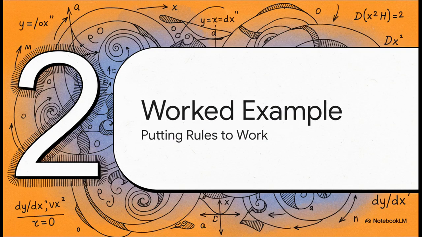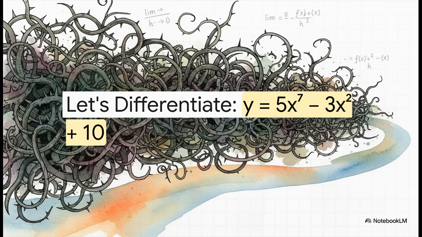Okay, so theory is great and all, but let's actually put these rules to work. We're going to take a pretty standard polynomial and just see how incredibly fast we can find its derivative with our new toolkit. Let's do this. So here's our example problem. y equals 5x^7 minus 3x^2 plus 10. Now, just imagine for a second trying to do this with the old limit definition. It would be a ton of work. But with our new rules, watch how easy this is.